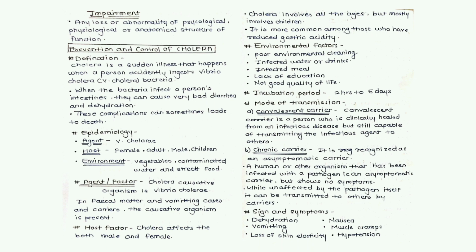Incubation period. The incubation period is a time interval between the initial infection with a pathogen, such as a virus or a bacteria, and the appearance of the first symptoms of the disease. Incubation period of cholera is about 2 hours to 5 days. Mode of transmission. Spread from one person to another.